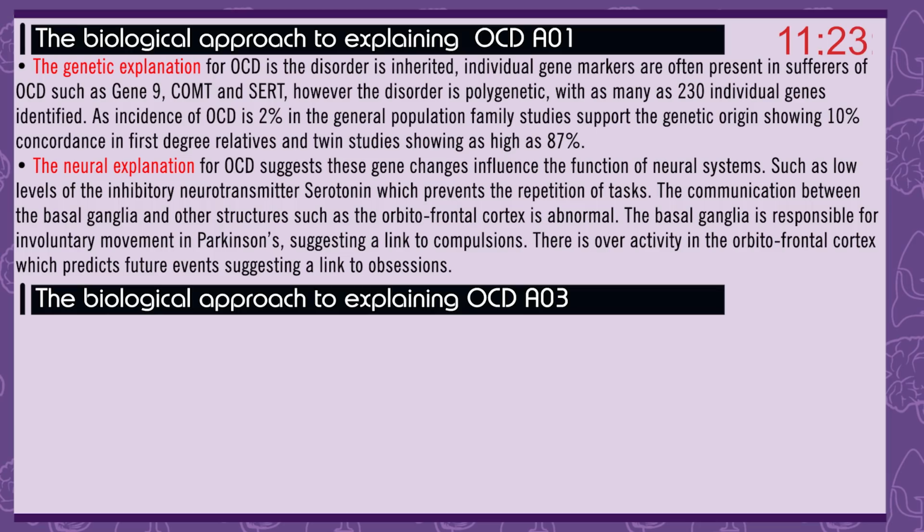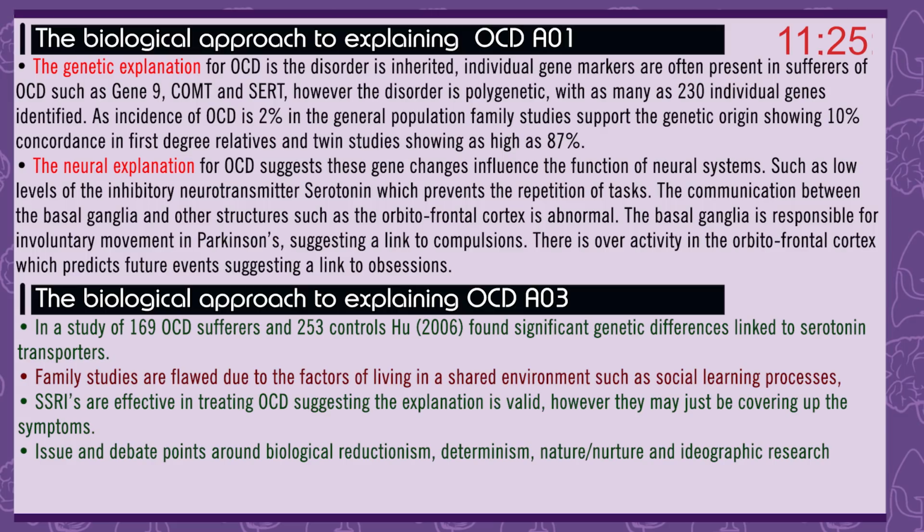In a study of 169 OCD sufferers and 253 controls, Hu found significant genetic differences linked to serotonin transporters. Family studies are flawed due to the factors of living in shared environments, such as social learning processes. SSRIs are effective in treating OCD, suggesting that the explanation is valid. However, they might be just covering up the symptoms. We can make issue and debate evaluations around biological reductionism, determinism, nature-nurture, and idiographic research.